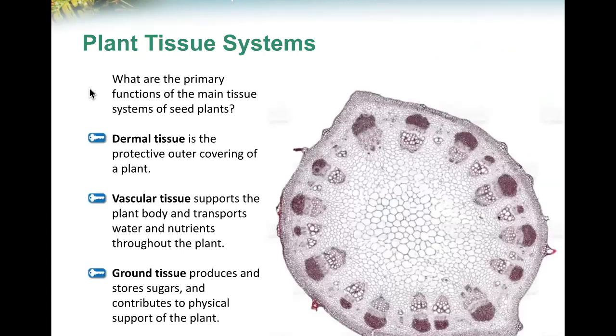What are the primary functions of the main tissue systems of seed plants? The dermal tissue is the protective outer covering of the plant. Vascular tissue supports the plant body and transports water and nutrients throughout the plant. These are the vascular tissues. And the ground tissue produces and stores sugar and contributes to physical support of the plant. It's the inside ground tissue, the lightest color in this diagram. So is this a monocot or a dicot?